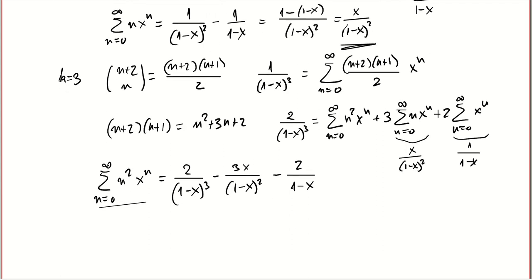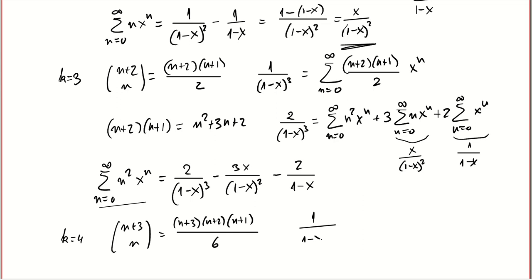Actually, if we take k equal to 4, in that formula we will get (n+3)(n+2)(n+1) over 3 factorial, which is 6. So that means that 1 over (1 minus x) to the 4 is equal to the sum from n=0 to infinity of (n+3)(n+2)(n+1) over 6, x to the n.